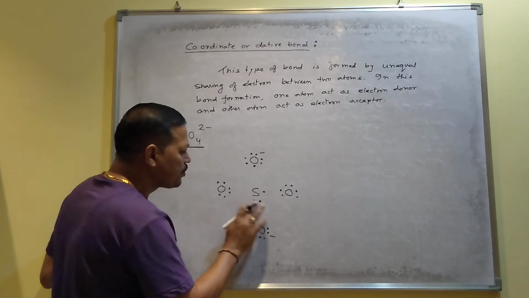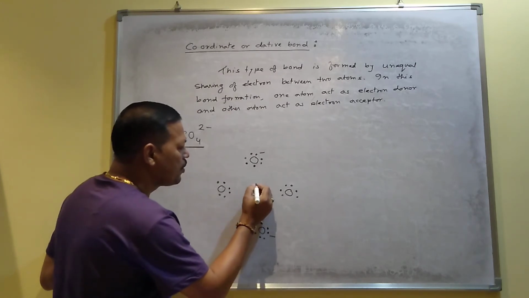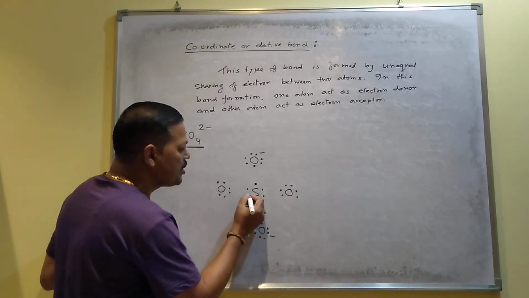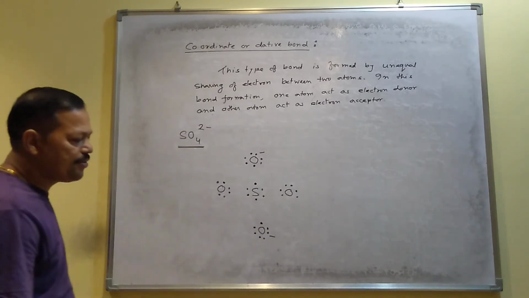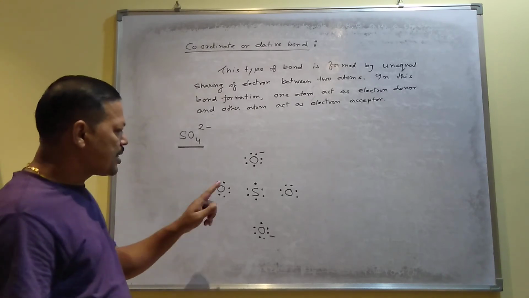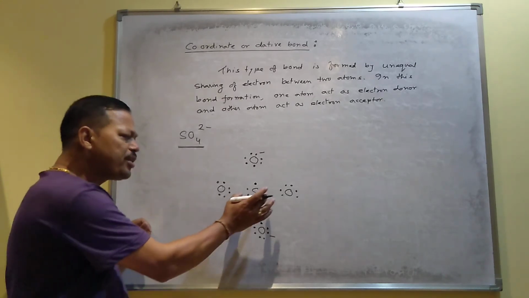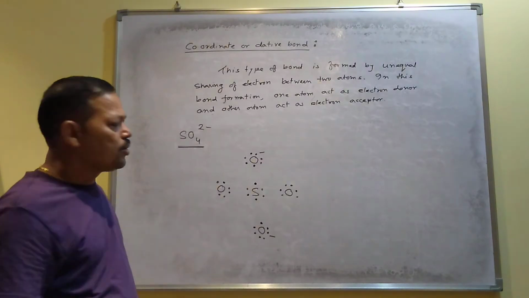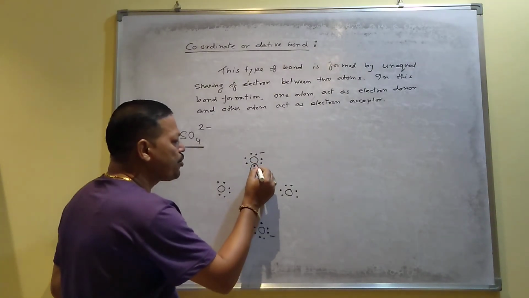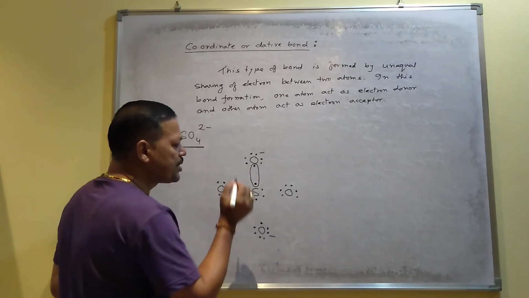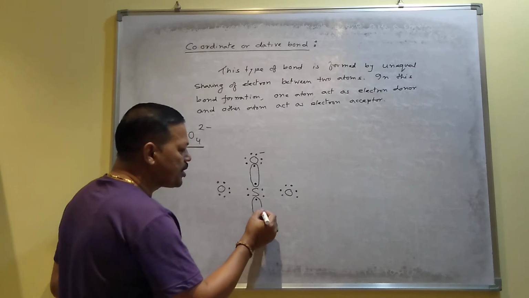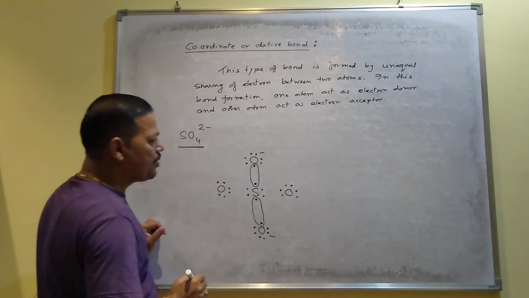Now this is 1, 2, 3, 4, 5, 6. Total 6 electrons inside sulfur. Since sulfur contains 6 electrons, how much is required? 2 are required. That's why 1 electron will come from this oxygen. Oxygen will take 1 electron from this sulfur. Similarly, this sulfur will take 1 electron from oxygen. Oxygen will take 1 electron from sulfur.